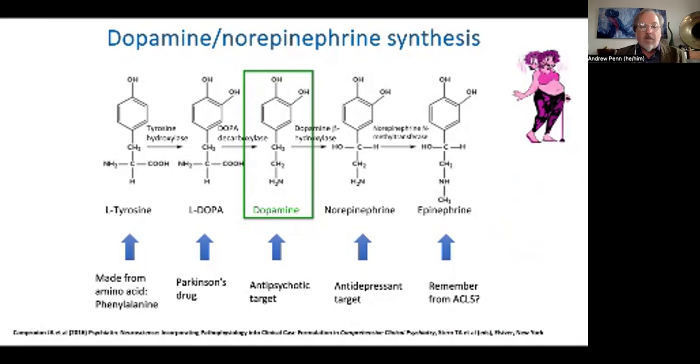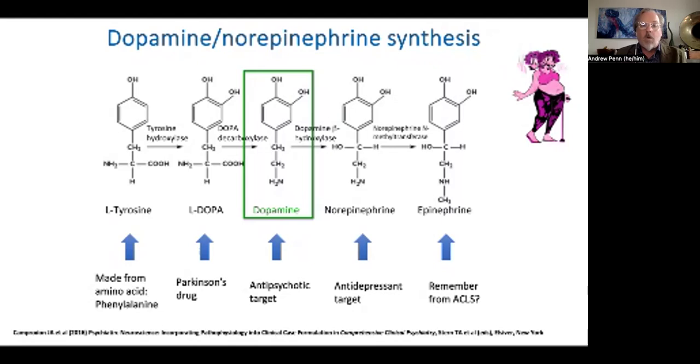As you can see in this pathway, phenylalanine is the precursor to L-tyrosine. L-tyrosine becomes L-DOPA. You may be familiar with L-DOPA in the treatment of Parkinson's disease. That becomes dopamine once it's converted from L-DOPA. Dopamine is converted into norepinephrine, and then norepinephrine is converted into epinephrine. So you see this relationship between two monoamine neurotransmitters, both dopamine and norepinephrine.